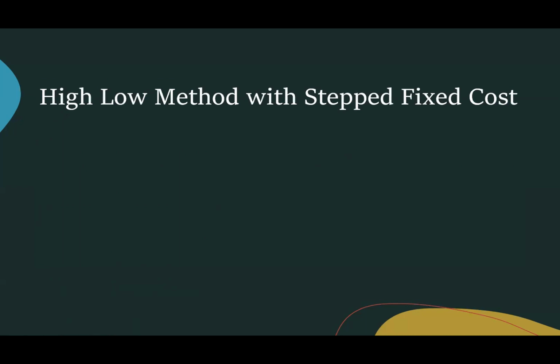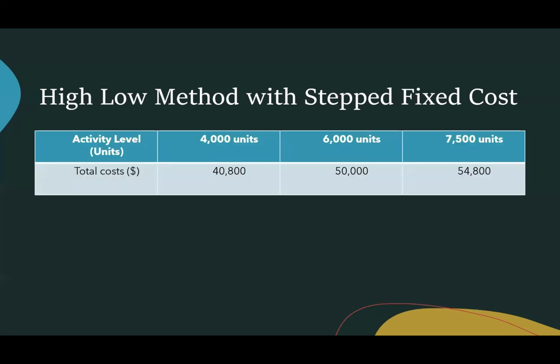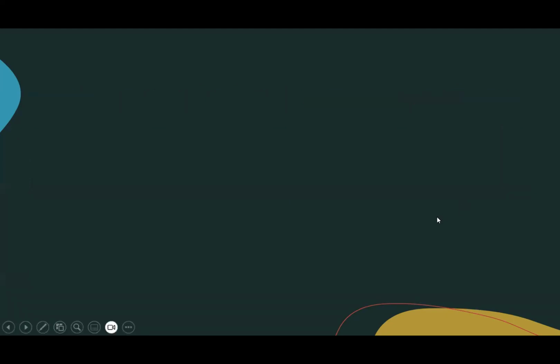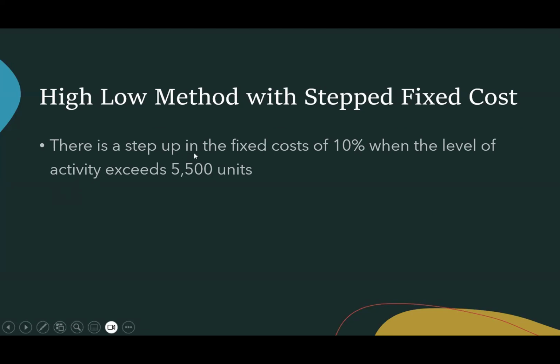Now, we do have the high-low method again over here, but now it will be with step fixed cost. Okay, so see, now that's the data. 4,000 cakes, the total cost was 40,800. 6,000, the total cost was 50,000. 7,500, it was 54,800. Now, what does the data say further? That there is a step up in the fixed cost of 10 percent when the level of activity exceeds 5,500 units. So my fixed cost will increase by 10 percent if the level of activity has exceeded 5,500 units.